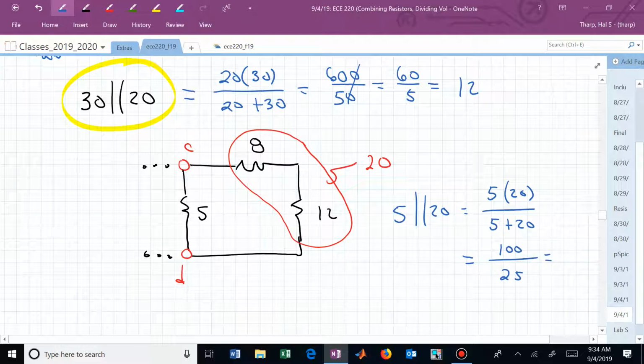Guess I'm going old school. How many quarters are in a dollar? That's what we have. We now have 4.